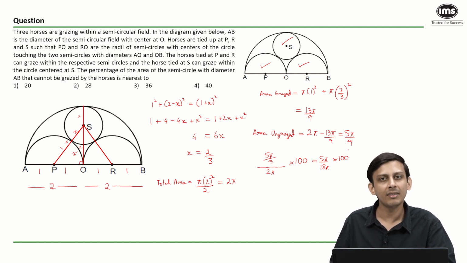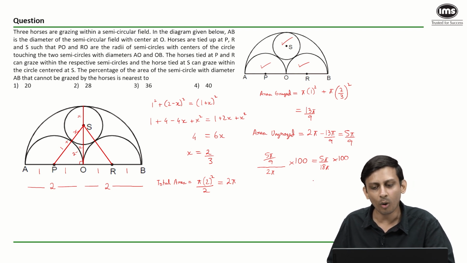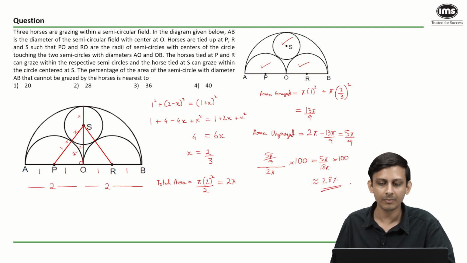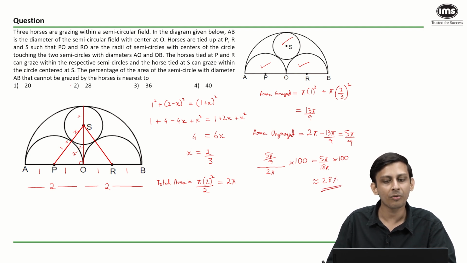What is 1 by 18? 1 by 18 is 5.55%. So 5 by 18 will be 5 into 5.55%, which is approximately 28%. So if we approximate, we will say that we are getting 28% here. And therefore the answer will be option 2.